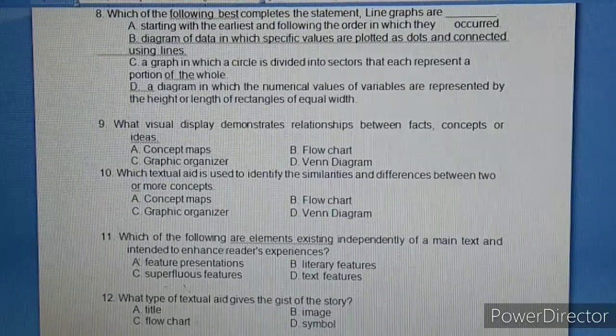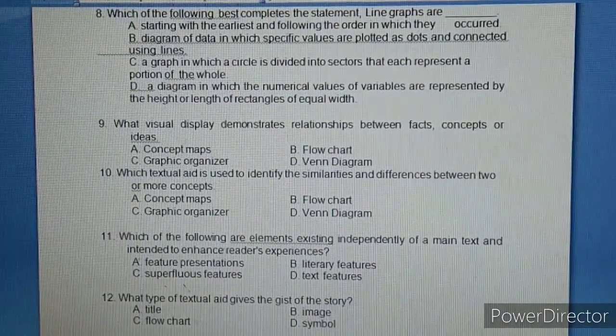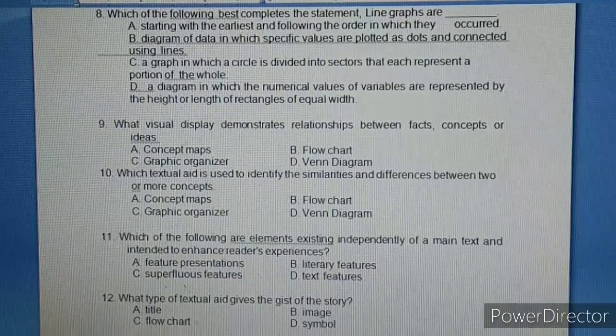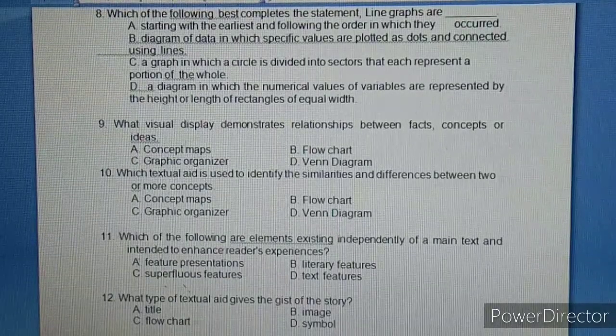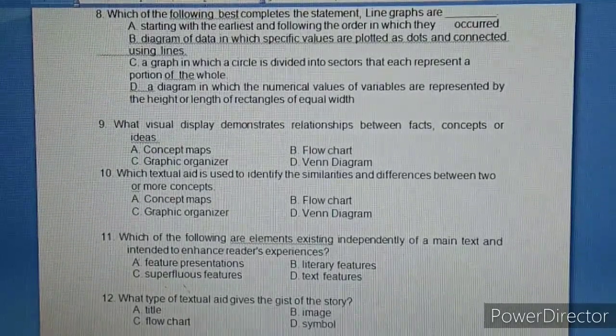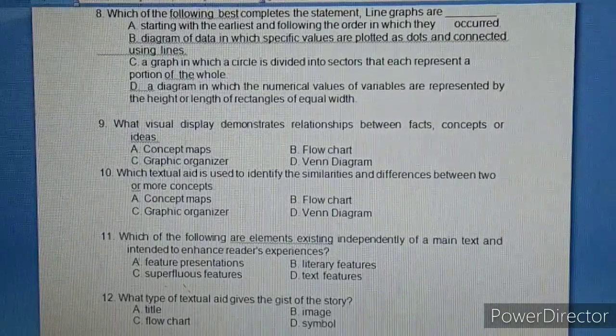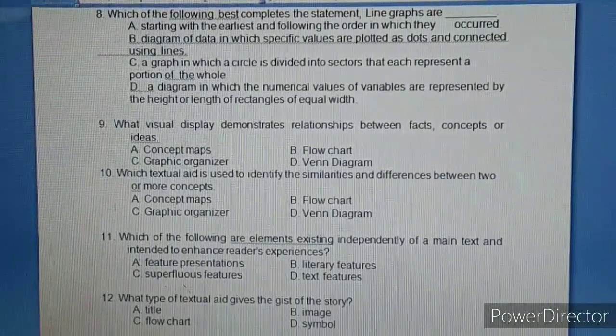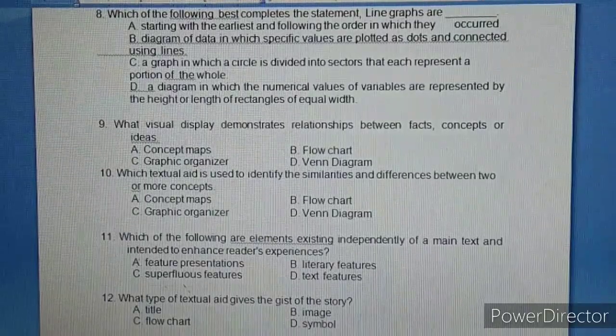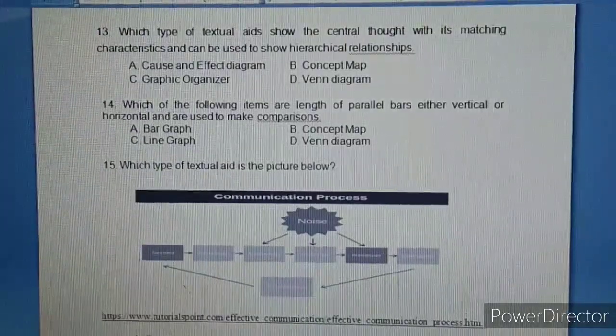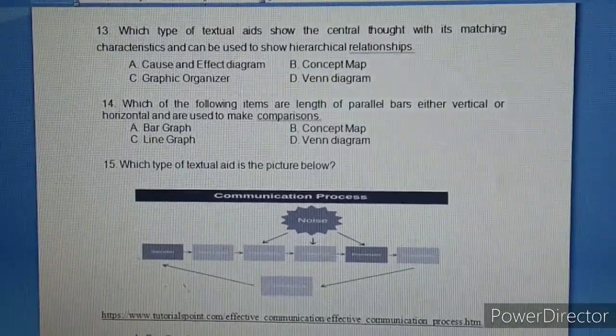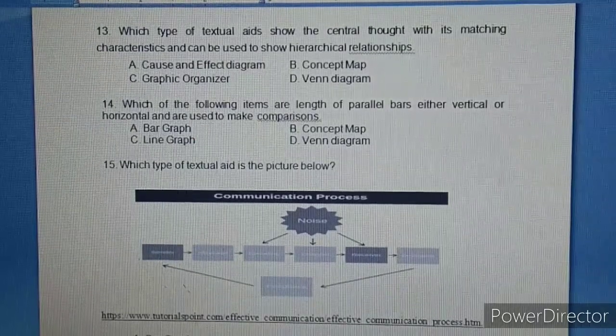What type of textual aid gives the gist of the story? A. Title, B. Image, C. Flowchart, or D. Symbol? The correct answer for number 12 is, of course, letter A. Title. Now let's continue. Number 13.